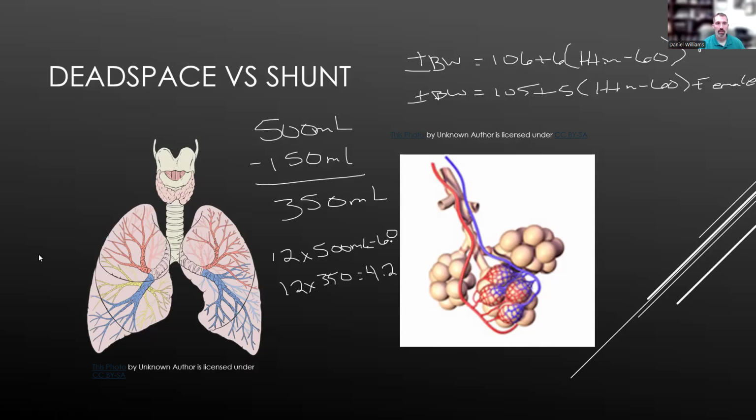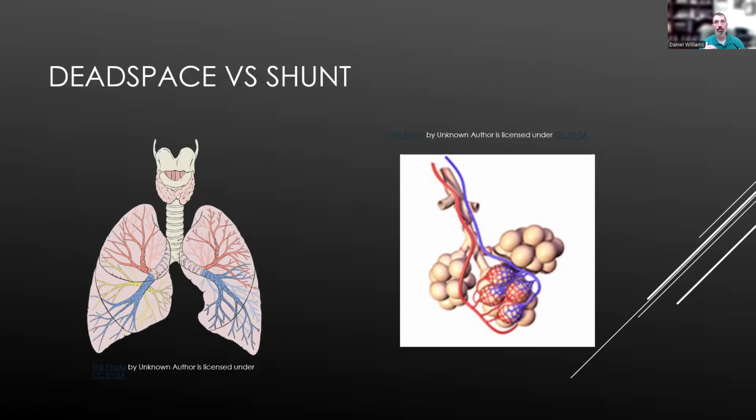But when I say ventilation, we're also going to utilize that as reference to the amount of CO2 removal. So if we increase ventilation, we're going to increase CO2 removal. If we decrease ventilation, we're going to decrease CO2 removal, carbon dioxide. So look at that as well. So we covered dead space. Shunt is perfusion without ventilation.